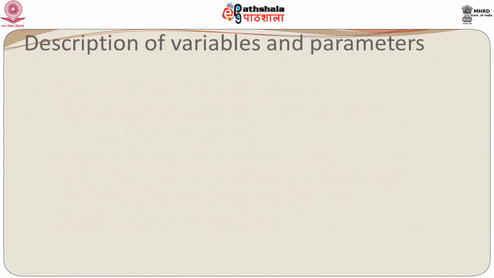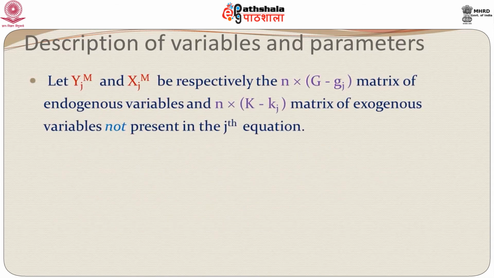Now, remember that Yjm and Xjm are the n by gj matrix of endogenous variables and the n by capital K minus kj matrix of exogenous variables, which we have left out from the jth equation. So, we denote them by Yjm and Xjm, m standing for missing variables. So, these are the variables which are not there.